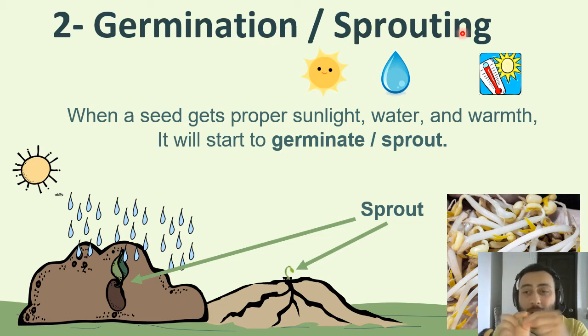When the seed will have a little leaf coming out of it. It's usually very small. So this is called a sprout. But remember, it needs proper sunlight, water, and warmth. And it will start to germinate or sprout. And the result, this little thing is called sprout.